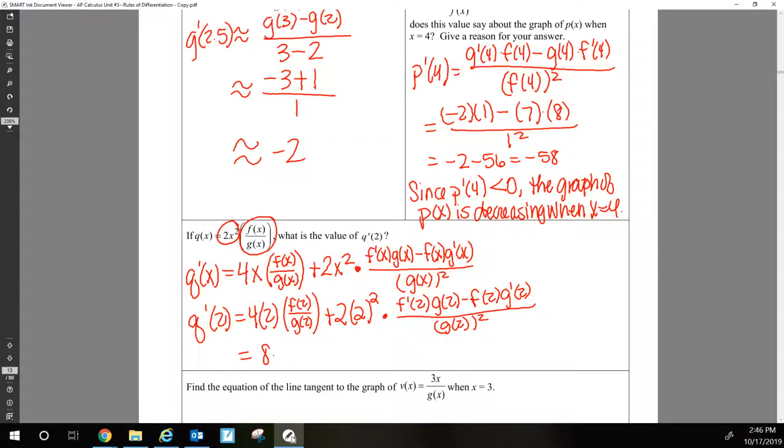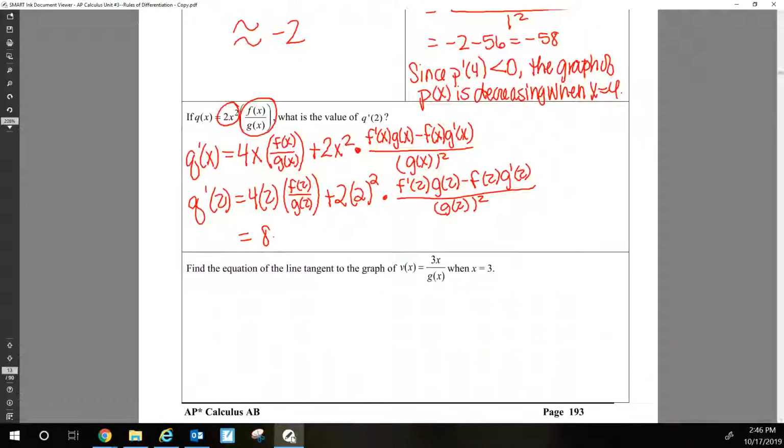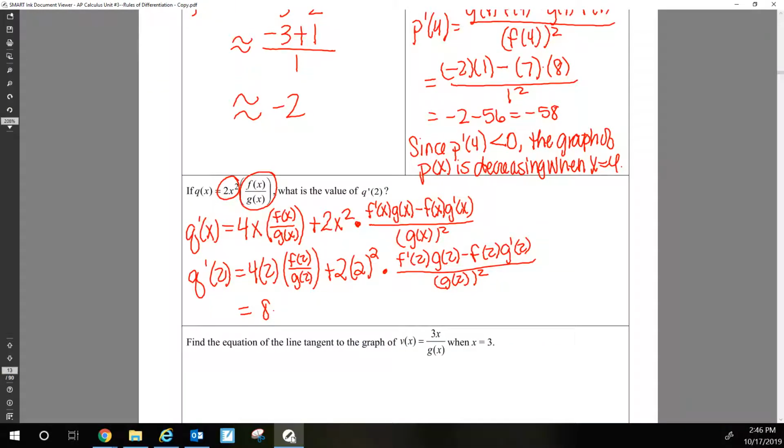Where do I find f of 2 and g of 2? Back up here at your table. So look at your table. I'm not going to scroll up and down because it hurts my vertigo. So from the table, what's f of 2? F of 2 is 2. G of 2 is negative 1. So there's the first piece.